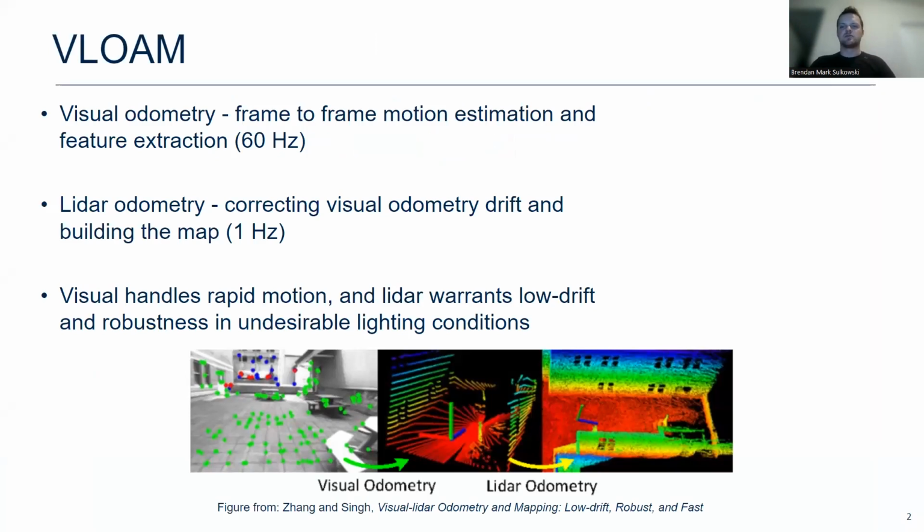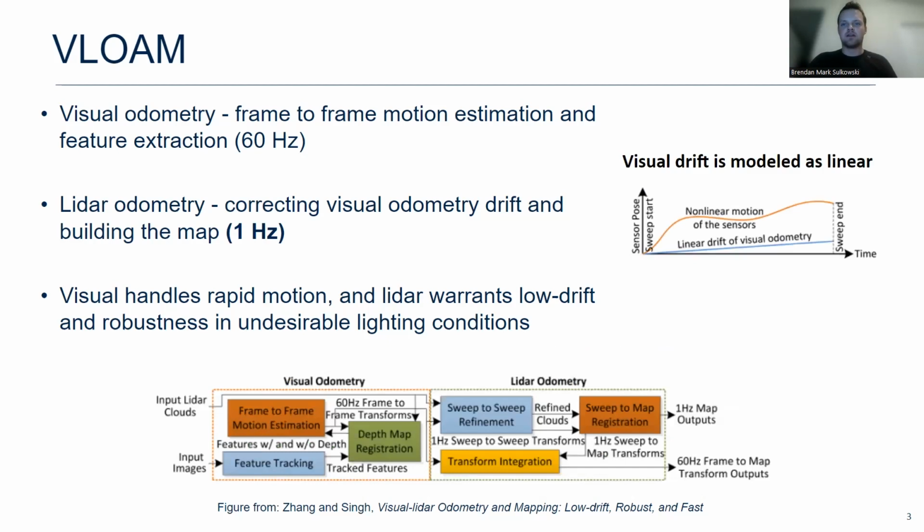The first uses visual odometry running at a higher frequency, such as the image frame rate, in order to estimate motion. The second uses lidar odometry at a lower frequency to refine motion estimates and remove distortion in the point clouds caused by drift in visual odometry. Our focus here is on improving the lidar odometry module.